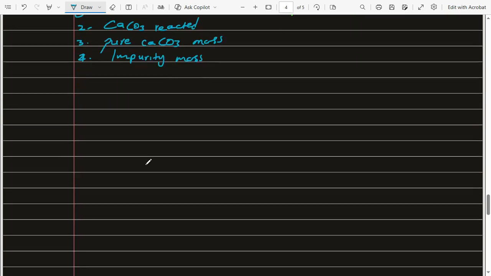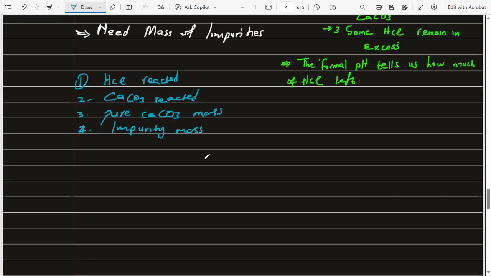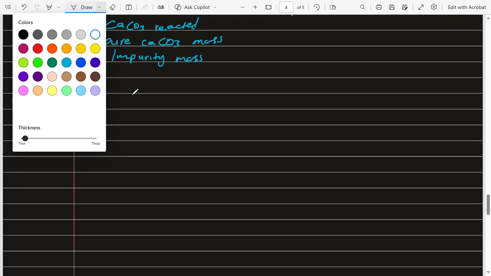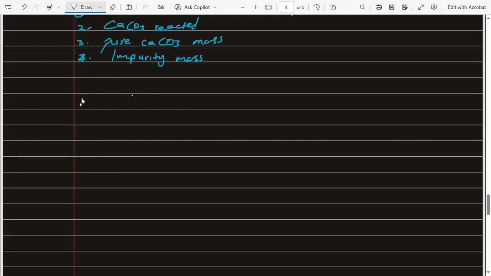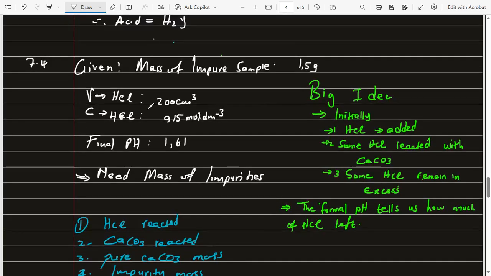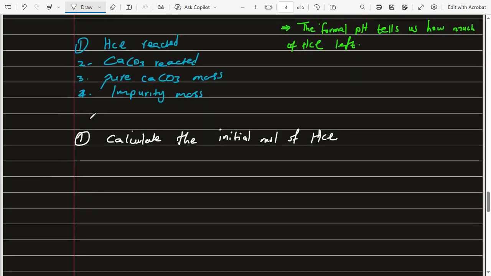Step one, we said we're going to find the HCl reacted, or let's rather first calculate the initial moles of HCl. That is one. Calculate the initial mole of HCl. So to do that, if we go back up, what was given, the volume of the HCl is 200 centimeter cube. The concentration is 0.15. So I'm going to use that information by using the formula. The number of moles is equal to C times V. But look at this. The concentration is given as 0.15 mole per decimeter cube.